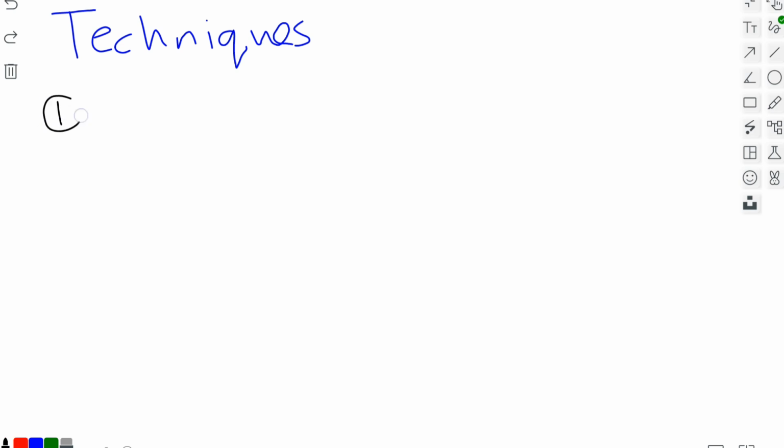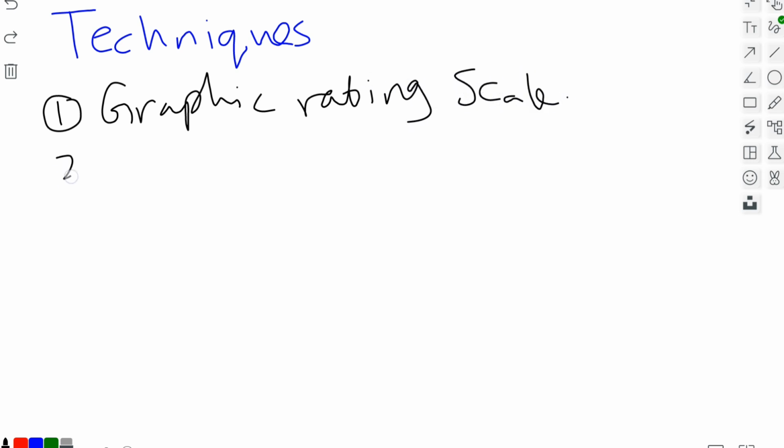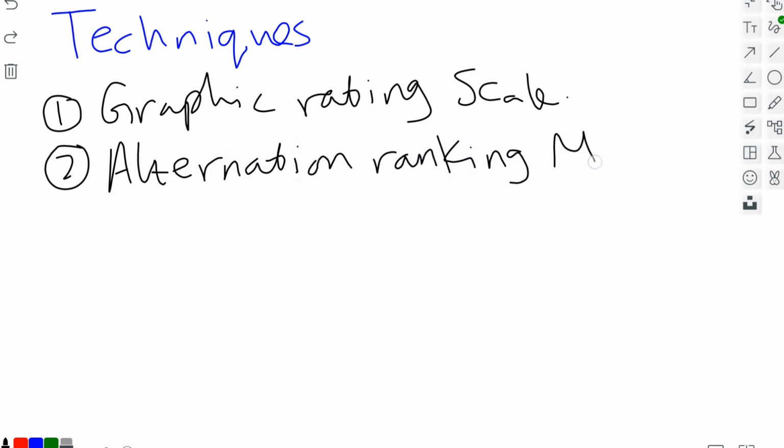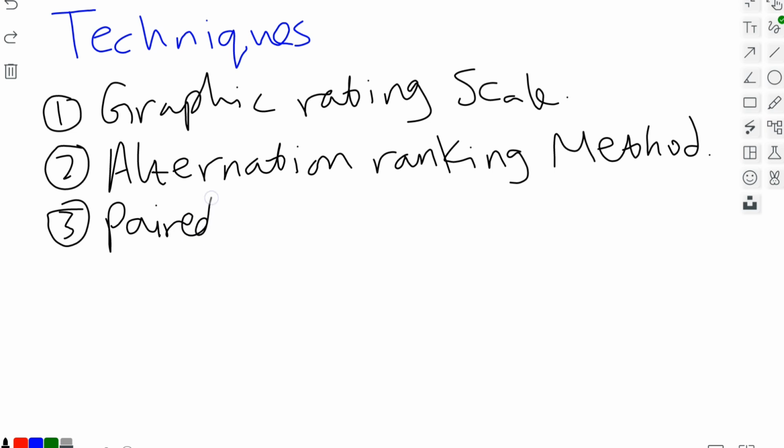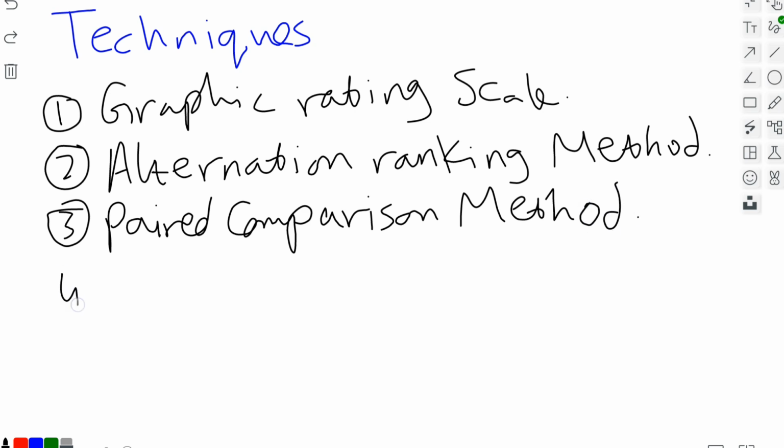Techniques for appraising performance. First, graphic rating scale, a scale that lists a number of traits and a range of performance for each. The employee is then rated by identifying the score that best describes his or her level of performance for each trait. Alternation ranking method. Ranking employees from best to worst on a particular trait, choosing highest then lowest until all are ranked. Paired comparison method. Ranking employees by making a chart of all possible pairs of the employees for each trait and indicating which is the better employee of the pair.